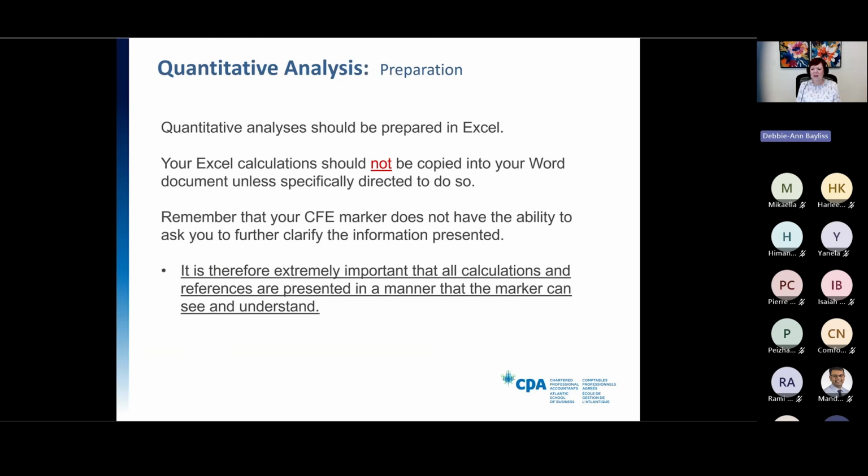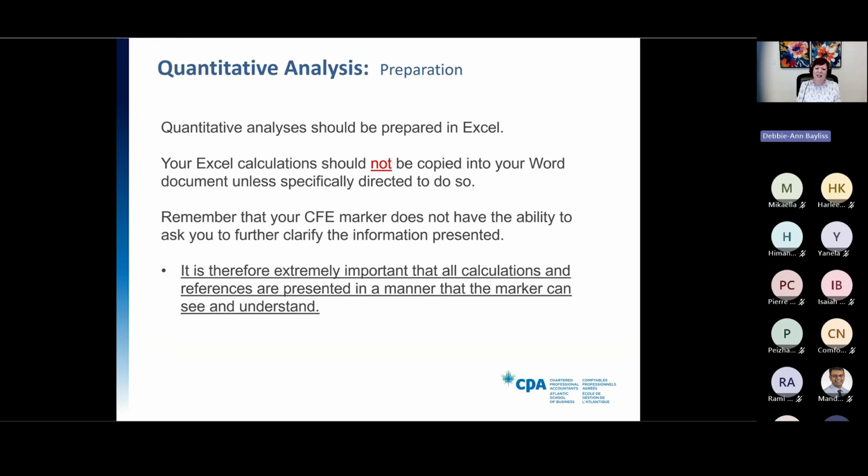Your quantitative analysis should be performed in Excel. Your response should be in Word. Your Excel calculations should not be copied into Word unless you've been specifically directed to do so. And I've never seen a case yet where you've been asked to do that.